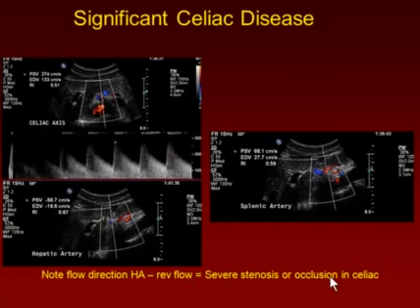There was a study at Dartmouth that also suggested that we want to note the flow direction in the hepatic artery, and when the flow direction is reversed, that is usually compatible with severe stenosis or occlusion in the celiac artery, and you can backtrack to identify that.